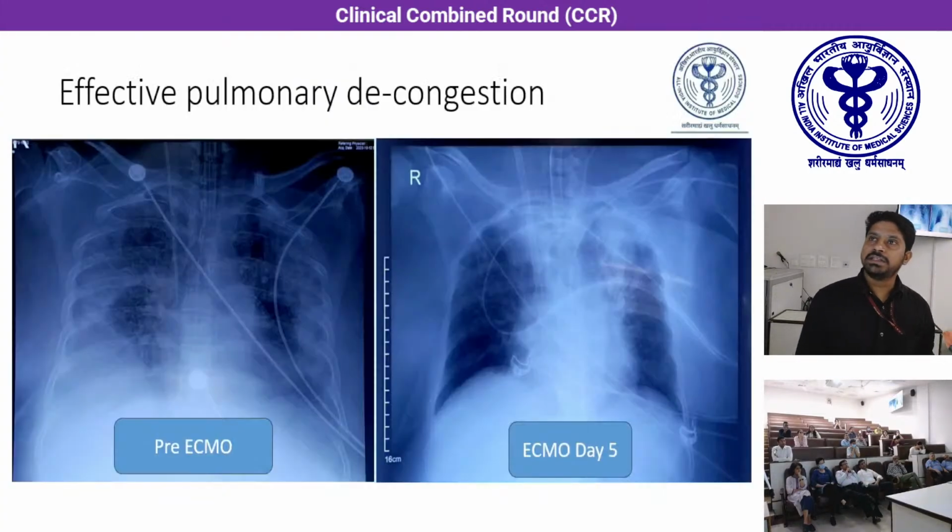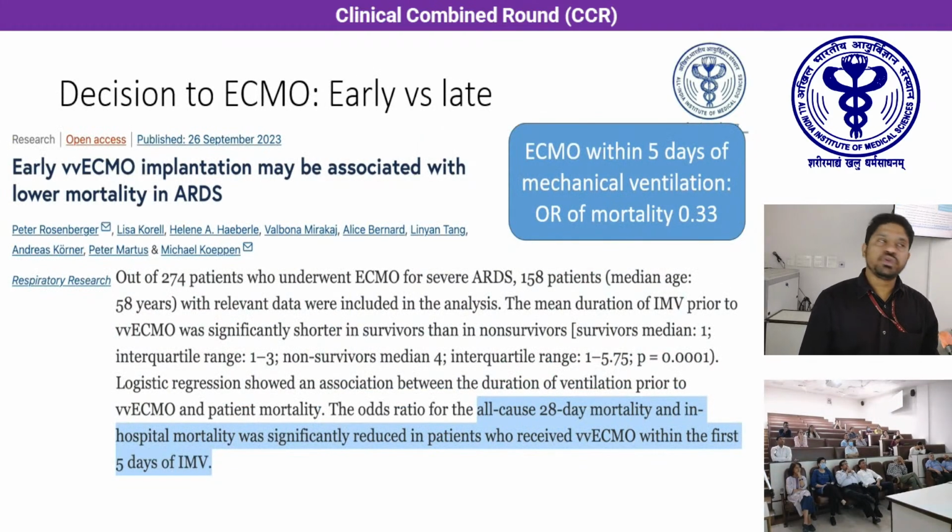So because of this strategy, we could go from the X-ray on the left that was just before ECMO to a relatively nice X-ray on the right, which was after 5 days, which is very rarely seen with otherwise conventional management. So when should we go for ECMO?